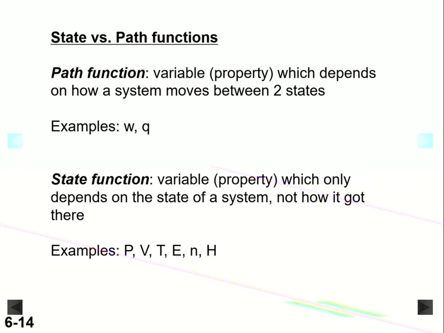You know what we call state versus a path function. And let's start on the bottom first. I know we have a top definition of path function, but let's start on the bottom with state function. This might be easier to understand to begin with. A state function is a variable or a property of a system which only depends on the state of the system. It doesn't depend on how you got there.